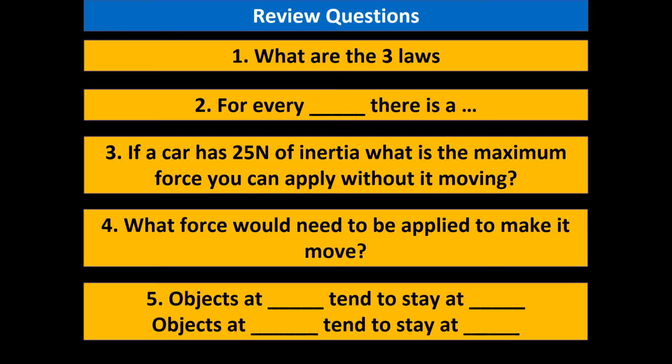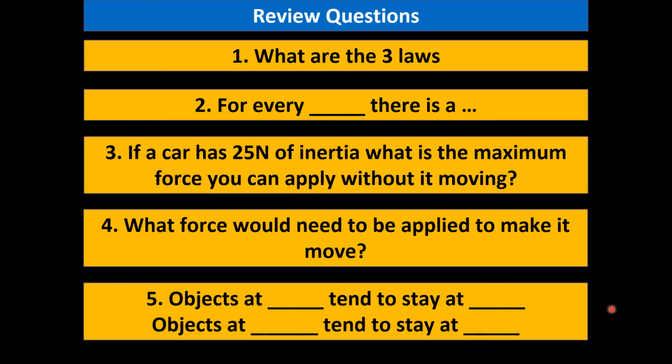So now I just want to do a quick recap and assess your current understanding of those laws. I'd like you to go through these questions. What are the three laws? For every something, there is a something. If a car has 25 newtons of inertia, what is the maximum force you can apply without it moving? What force would need to be applied to make it move? That relates to question number 3. Objects at something tend to stay at something. So do those questions, pause the video here, and then we'll go through the answers.